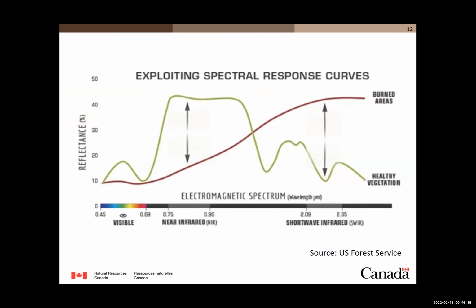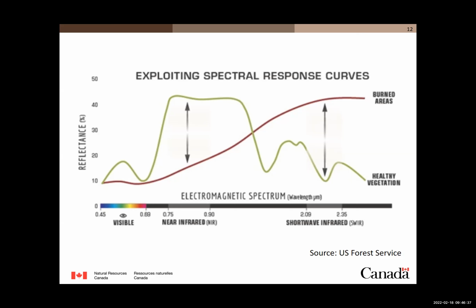Now, for that green curve, we see very high reflectance in the near infrared because healthy green vegetation is very reflective in this part of the spectrum. And moving down the curve, it is less reflective in the shortwave infrared because of light absorption from the moisture in the leaves.